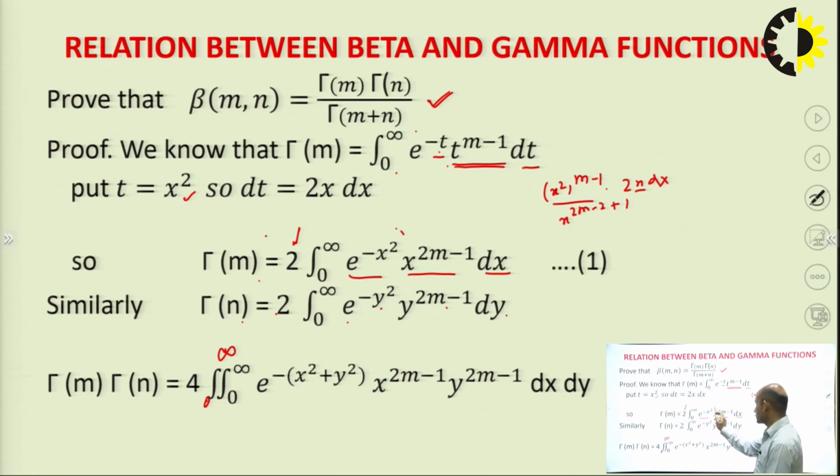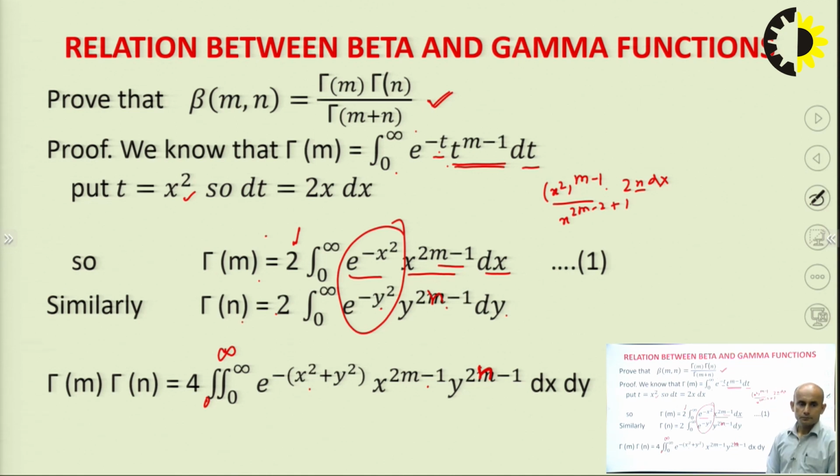And after multiplication of these two, we get e raised to minus x square plus y square. Then we have x to the power 2m minus 1 and y to the power 2n minus 1. Then we have dx into dy.